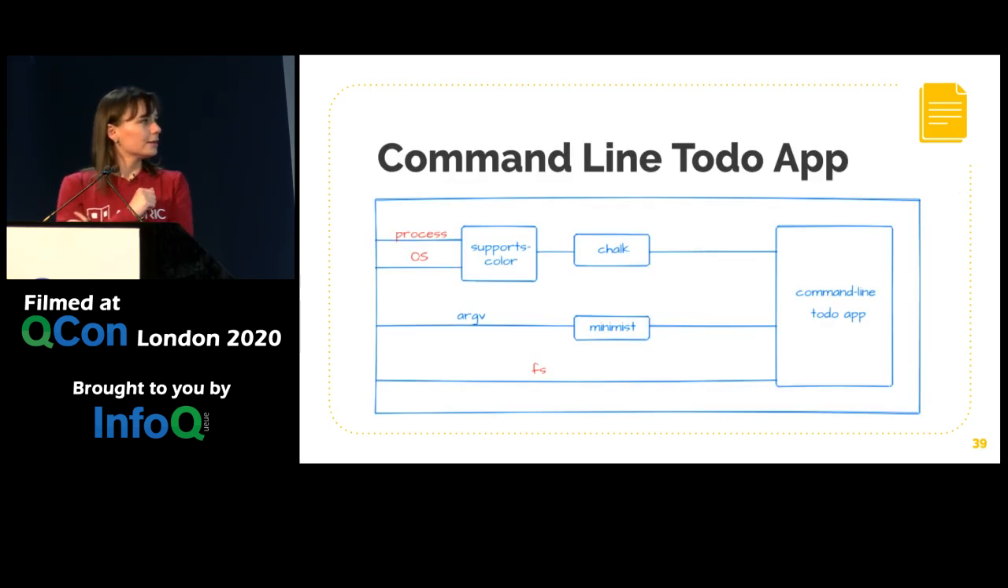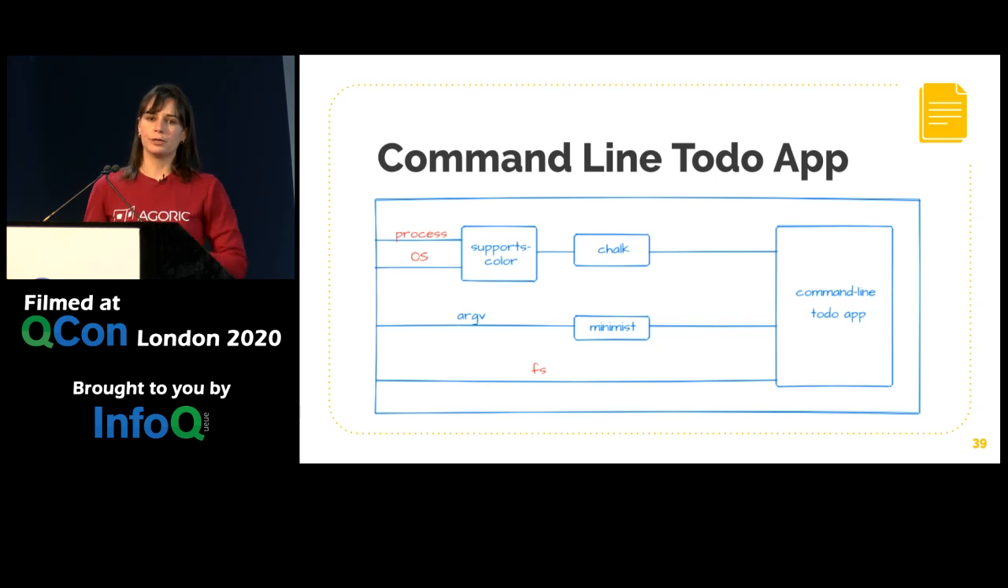OK, so if we analyze the authority, things start getting really interesting. So first, the command line to-do app is going to need access to the file system, right? Because we're going to be reading and writing to a file. It's also going to use Minimist, like I said. But Minimist is pretty much a pure function, right? So it doesn't need to use a lot of authority. It's just going to be acting on the arguments that we give it.